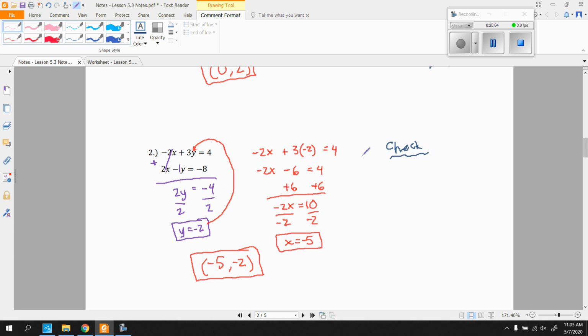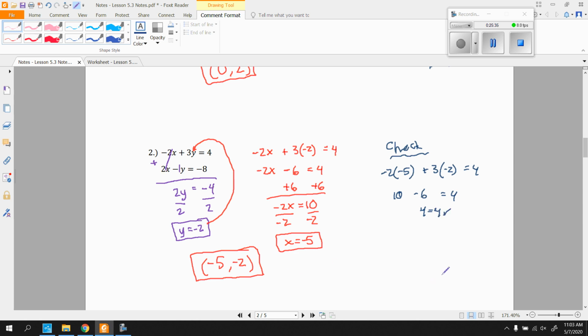Let's go right here. Negative 2 times negative 5 plus 3 times, what's y? We're saying it's negative 2. And that should hopefully come out to 4. So a little bit more going on here. What's negative 2 times negative 5? 10. What's 3 times negative 2? Negative 6. Yeah, 10 minus 6 is 4. So 4 equals 4. That first equation checks out.